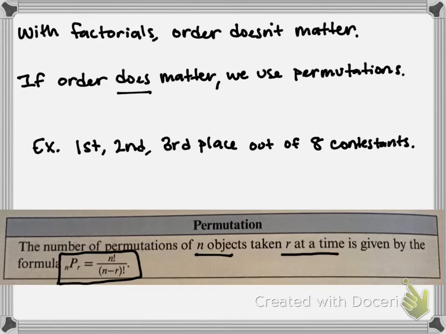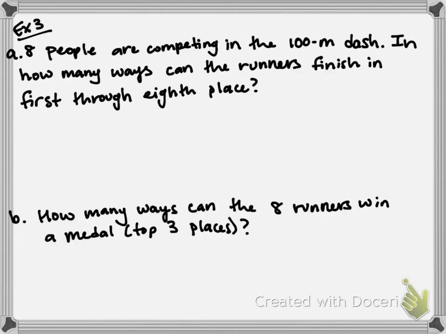So notice we have a little n in front of the P and the little r, right? And then you know what n factorial is. We just talked about that. The tricky thing is the n minus r factorial in the denominator. So let's look at an example of that. All right, example 3. 8 people are competing in the 100-meter dash. In how many ways can the runners finish first through 8th place?